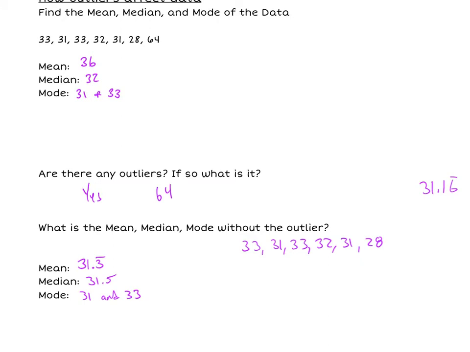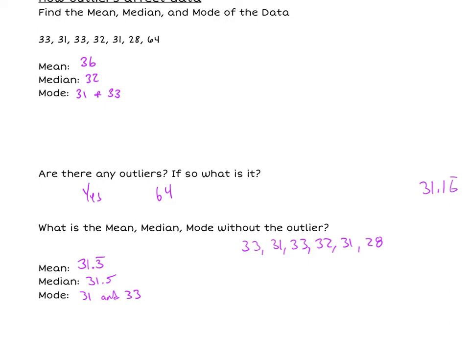So, what changed the most when you took the outlier out? Looking at the top group of numbers, 36, 32, 31, and 33, and the bottom group, 31.16, 31.5, and 31 and 33, which numbers changed the most? The mean, median, or mode? The mean changed the most.